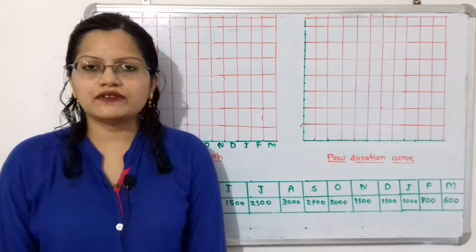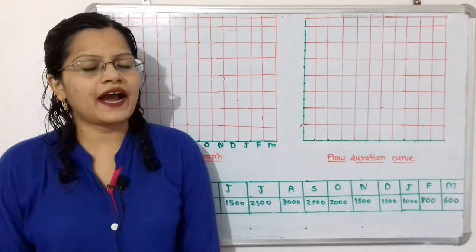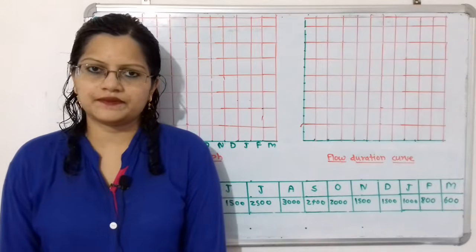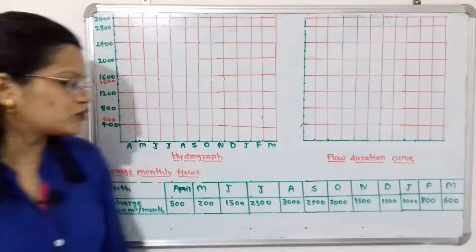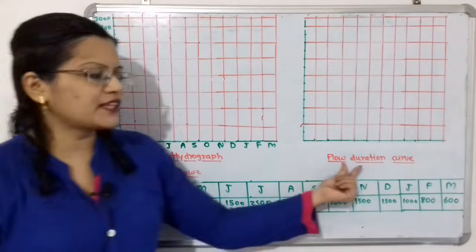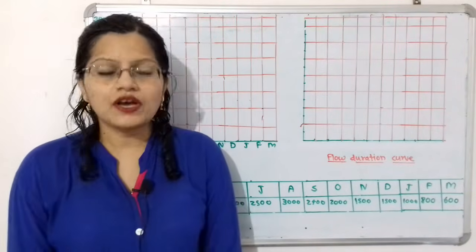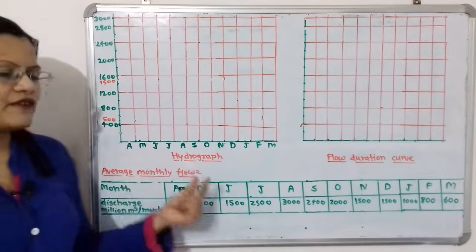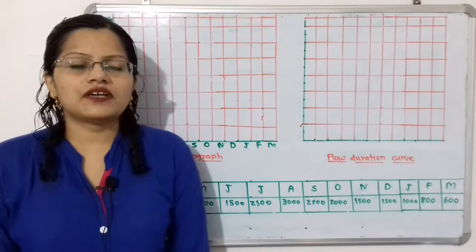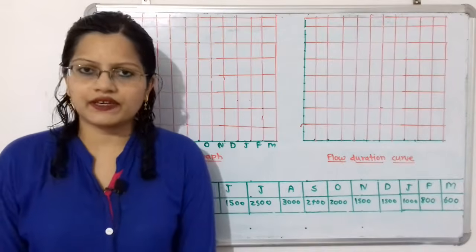Today we are going to solve a problem on hydroelectric power plants. In this video we are going to understand how to draw hydrograph as well as flow duration curve. We are also going to calculate average monthly flow. Let us first understand what is the given data.